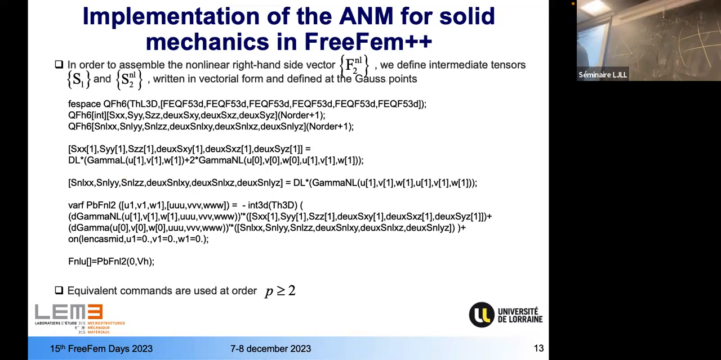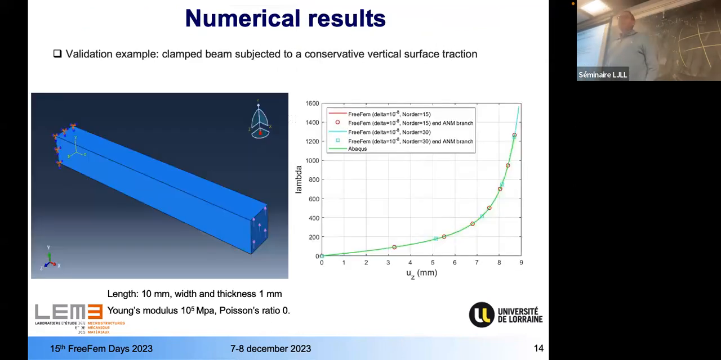We need to compute the non-linear right-hand side vector, the S1, S2, and L at ghost points. So in FreeFEM, you have the possibility to store only values at the ghost points for the tensor. So I use this and compute the non-linear right-hand side at the order p superior to 2. It is equivalent. So I will now present you some numerical results.